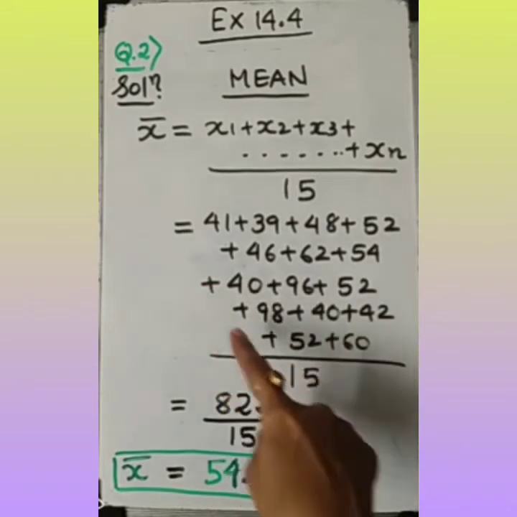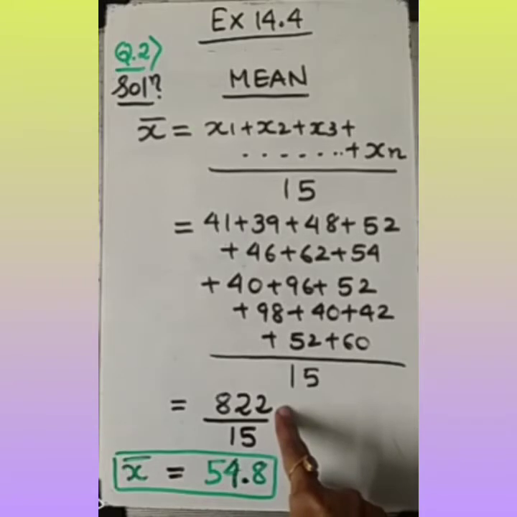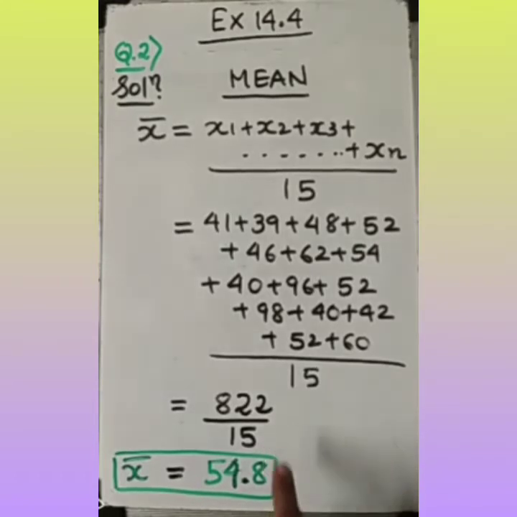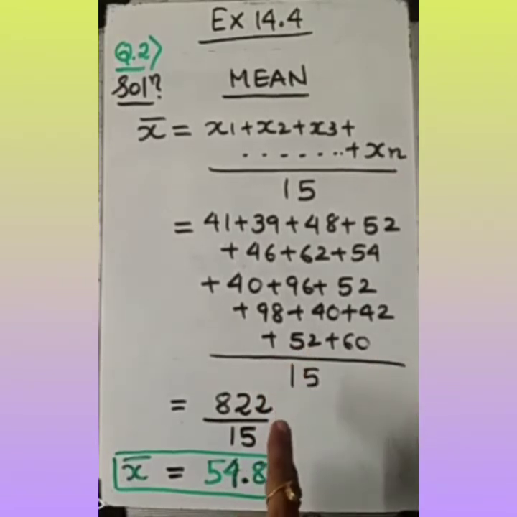If you add all this carefully, the sum comes to 822. Now we need to divide this 822 by 15. If we divide this in a rough column, the answer will be a decimal, that is 54.8. So my dear student, this is the X bar, the mean of the given observations, 54.8. And remember dear student, the mean is always one, that is unique. This is the first requirement of the question, mean equal to 54.8.